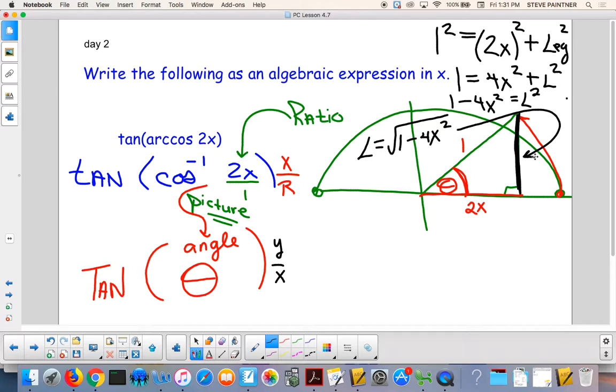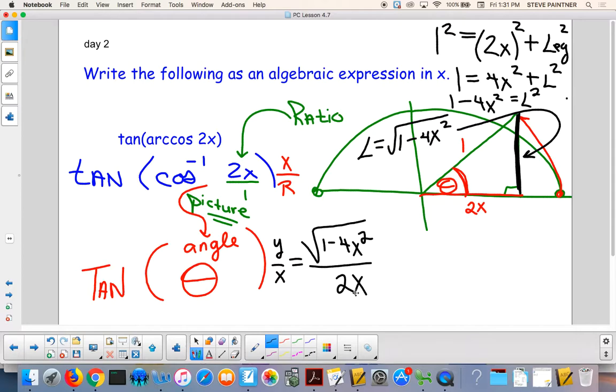This leg is just 2x and this hypotenuse is 1. Now the question is, what's tangent of your angle? Well, tangent of your angle is y over x, so it's going to be what over what? Square root of 1 minus 4x squared over 2x. Y over what? Over x.